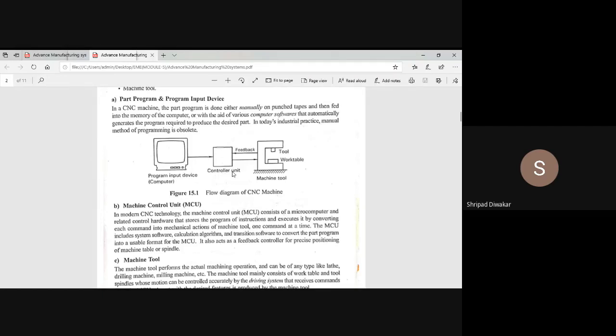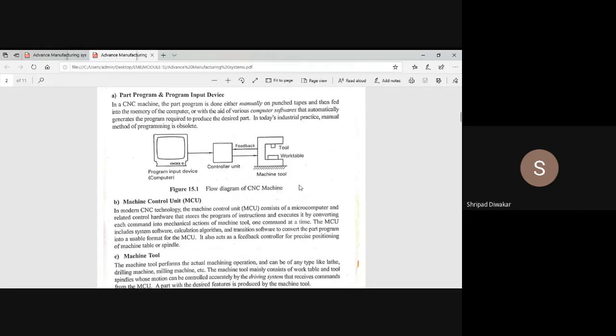The controller unit receives the set of instructions from the program input device, executes those instructions, and then sends them to the machine tool. According to the signals received from the controller unit, the machine tool performs the task, like holding and unholding the jobs, tool movement, etc. So these are the three basic components of a CNC machine: the part program, the controller unit, and the machine tool.